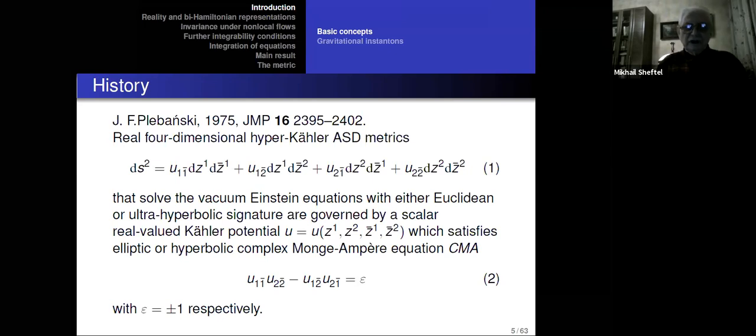Now, of course, you may ask why such signatures, they are unphysical, because the physical signature is minus plus plus plus, the Minkowski signature. But as I explained, it is impossible to impose the condition of self-duality or anti-self-duality.